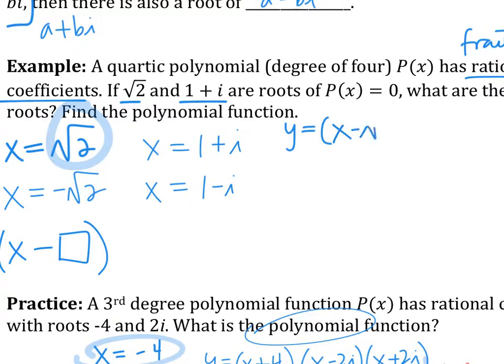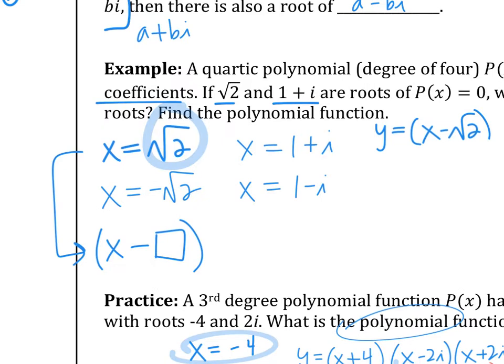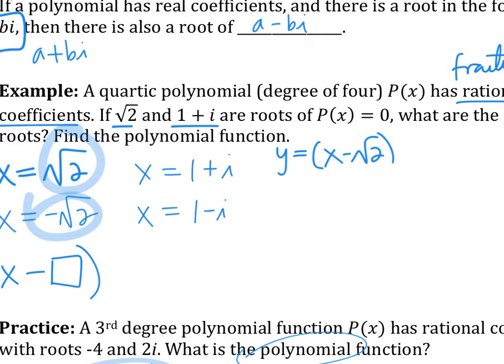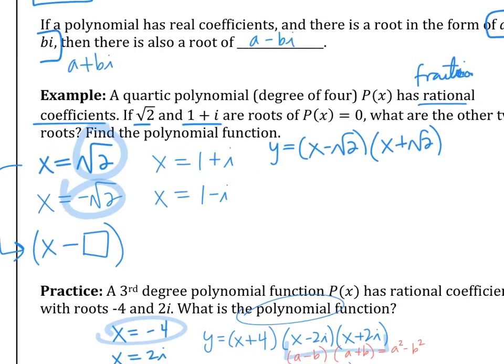Okay, we need more audience here. Let's pick on someone. Nathan, if the root is negative square root 2, what is the factored form? Yes, x plus root 2. All right, let's do the challenge one.